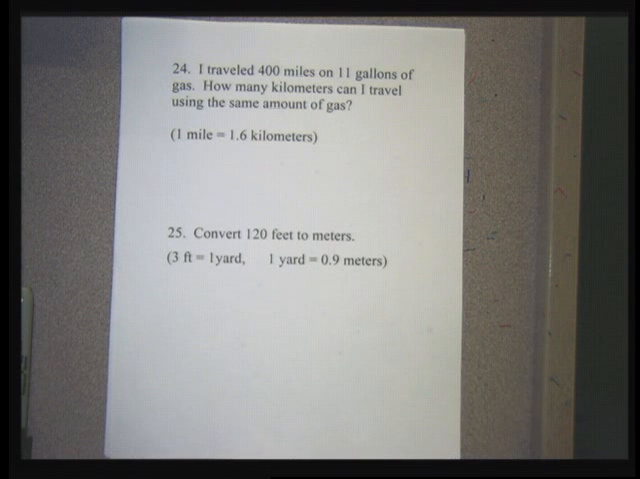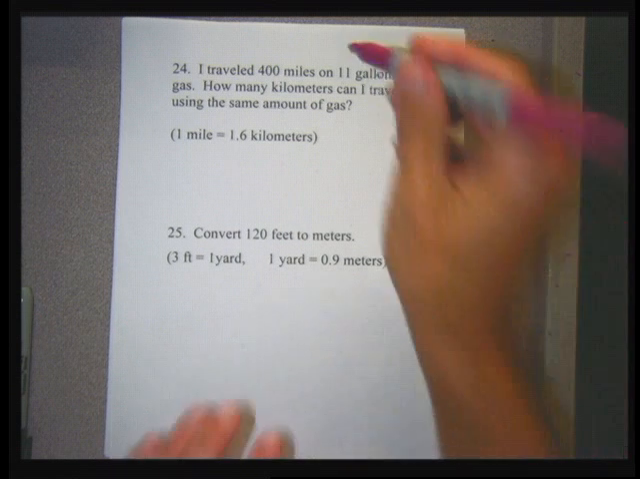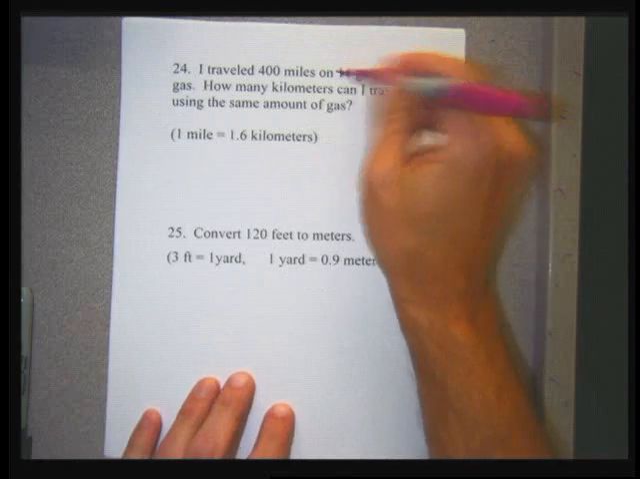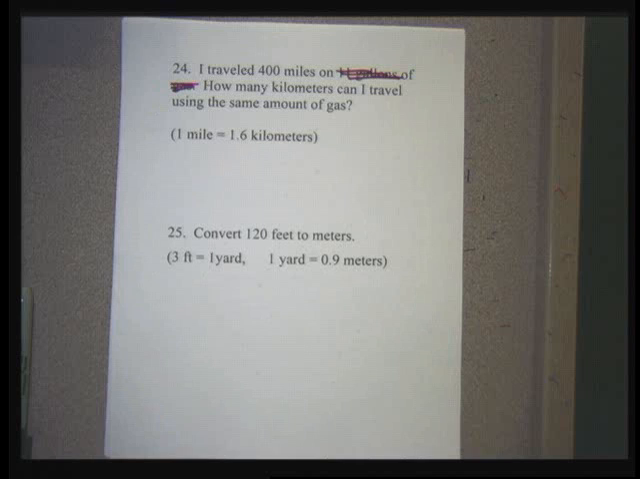So problem 24 has a distractor number. It says I went 400 miles on 11 gallons of gas. How many kilometers can I travel? The 11 gallons of gas have nothing to do with my distance. It's how much gas I use. But really, this problem just wants me to change 400 miles to kilometers.